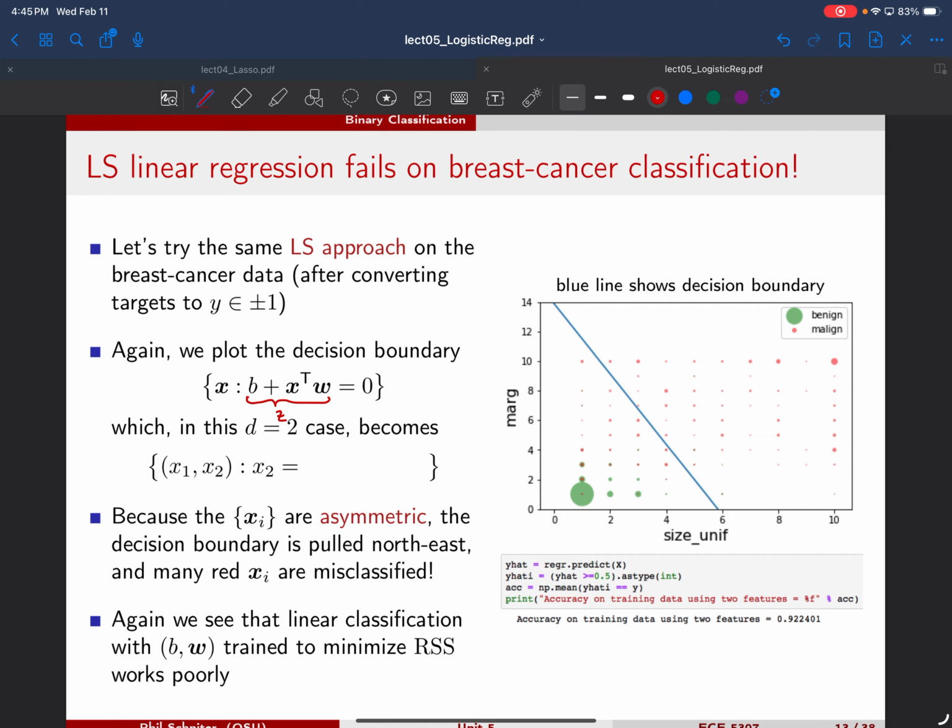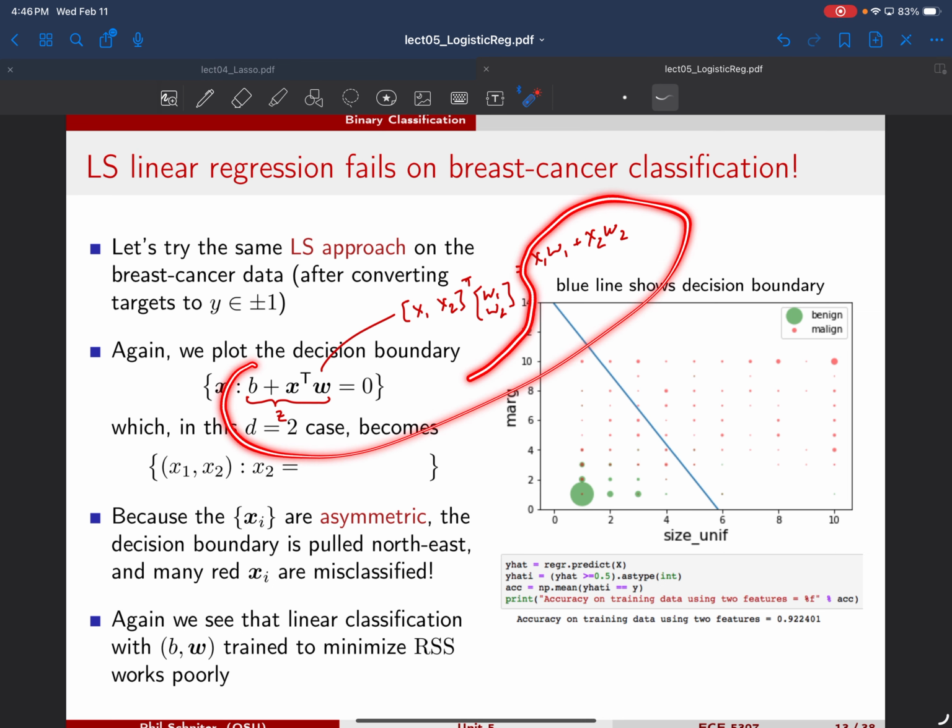So again, in this case, because we're working with two-dimensional data, this is going to be x1, x2 transpose times w1, w2, right? And that equals x1 w1 plus x2 w2. So what I can now do is rearrange things in this equation. b plus this equals 0. I can move the x2 to the left side, move everything else to the right side, divide everything by w2, and make sure I get this expression right. This is what we get.